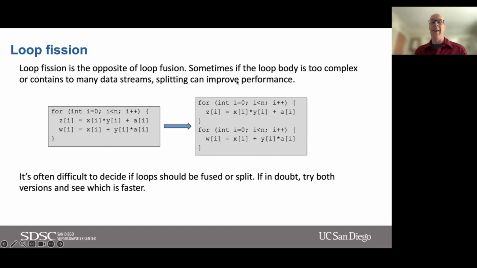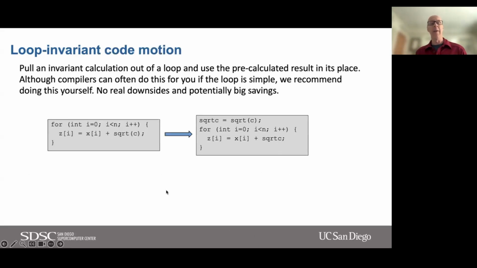All right. Loop fission, this is the opposite of loop fusion. Sometimes if the loop body is too complex or contains too many data streams, splitting can improve performance. It's often difficult to decide if loops should be fused or split, but if these loops are found in a routine that was identified to be very computationally intensive, I would try both and see which is faster. There's something called loop invariant code motion.